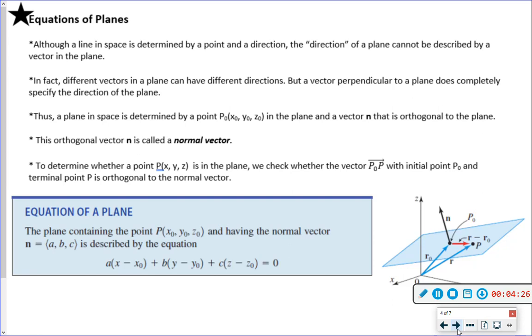Look at the picture. That's really what we're going to look at. So a line in space is determined by a point and direction. Okay, we know that. We apply our vector to it. We just did that. You had your point. We applied the vector. That's what we're talking about.